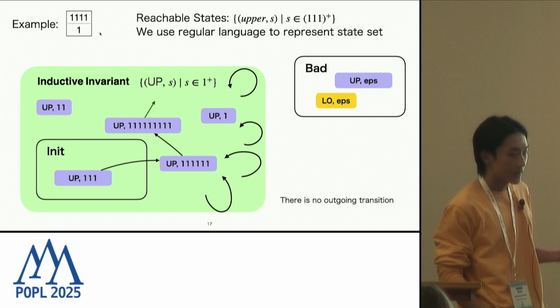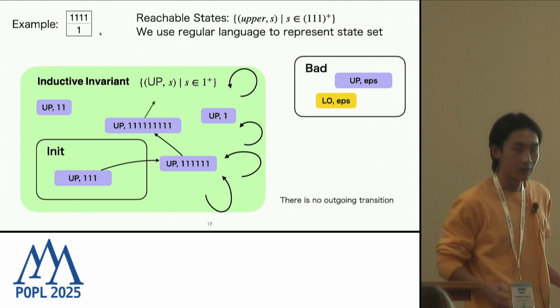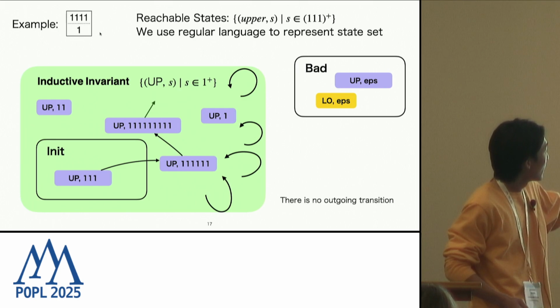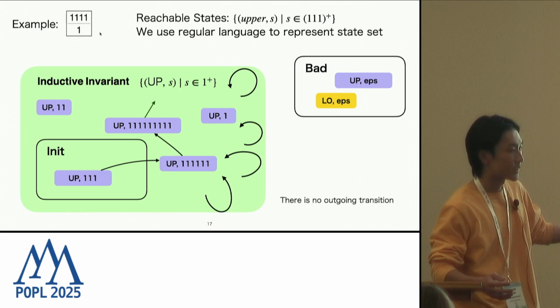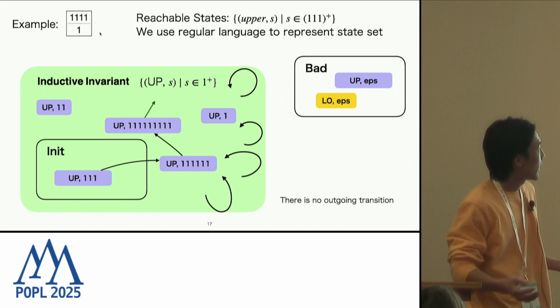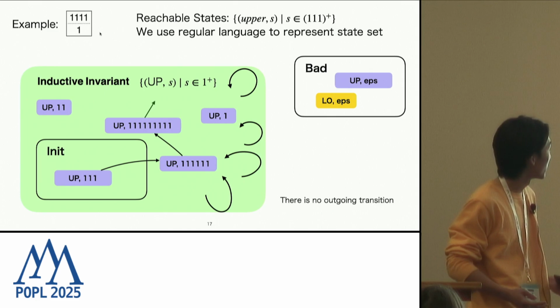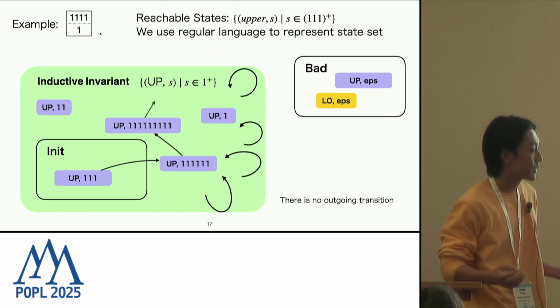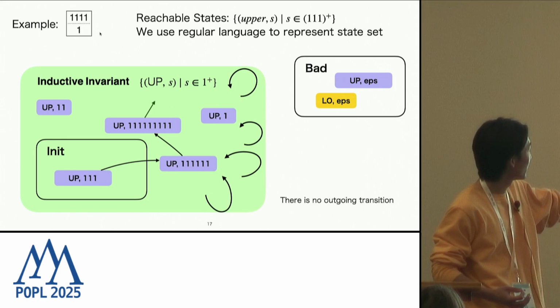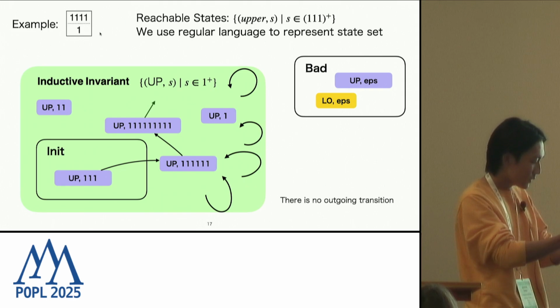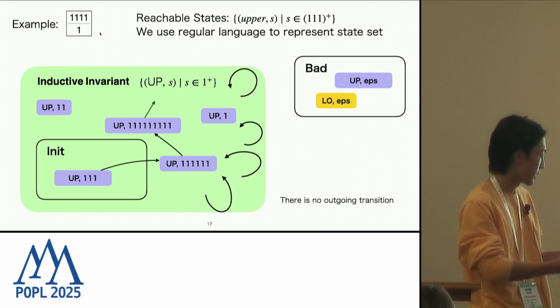Reachable states is an example of an inductive invariant because it subsumes initial states and is, of course, closed under transition, because this is a reachable state and doesn't have any empty word, right? But generally, an inductive invariant is not unique, so we can consider another inductive invariant noted here. Yeah, there are generally several inductive invariants.